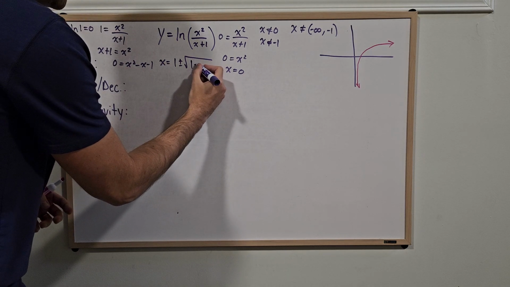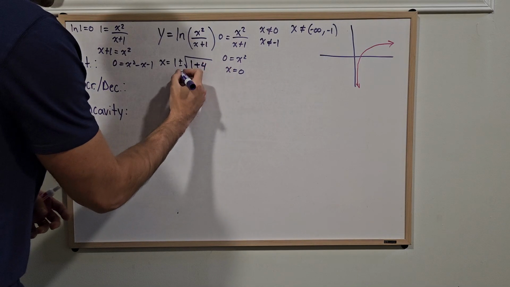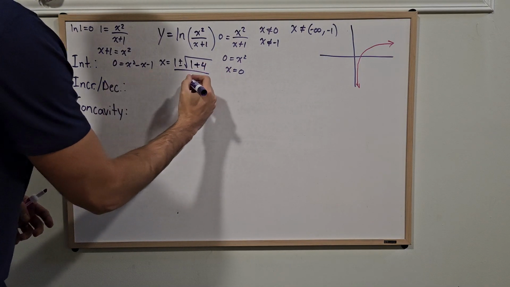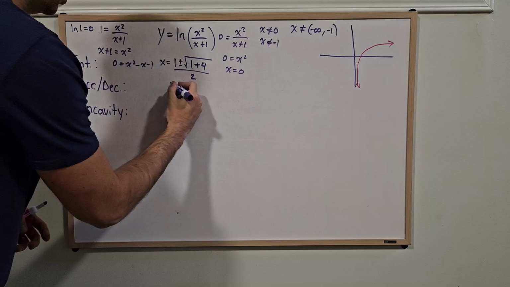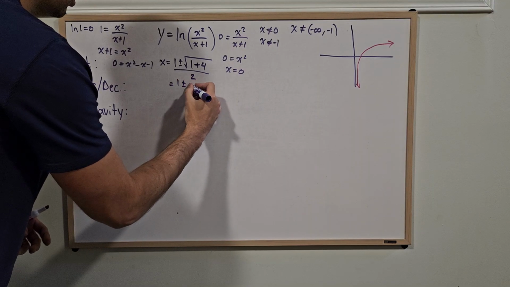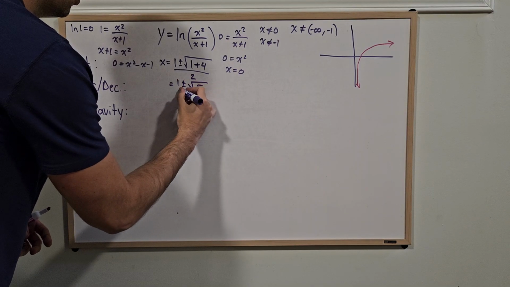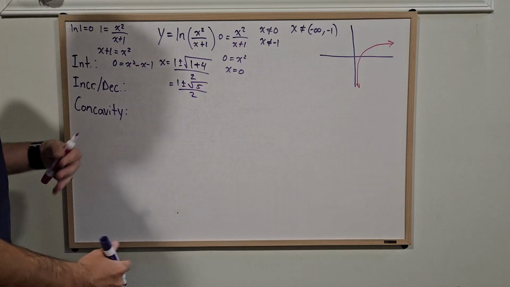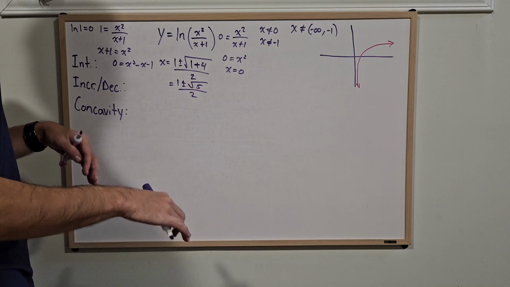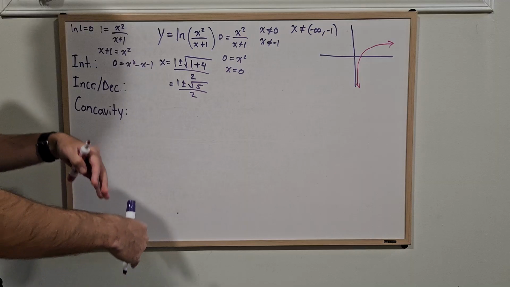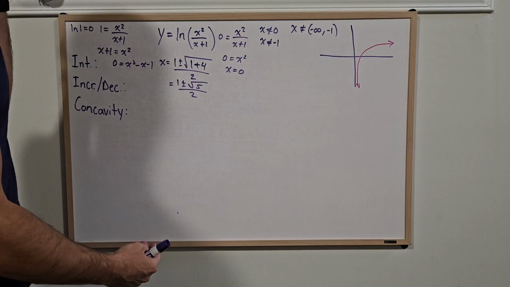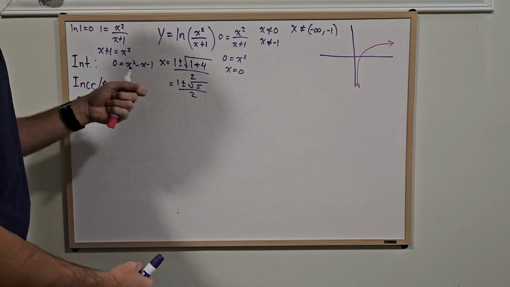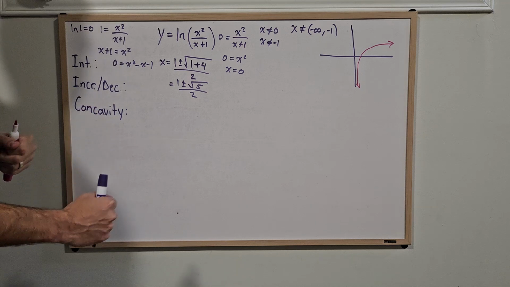So minus negative 4 is going to turn into a plus 4. And here we have over 2a, which is 2 times 1, which is just 2. So right away we see (1 plus root 5) over 2 and (1 minus root 5) over 2 are going to be our x-intercepts, okay, when y is equal to 0.